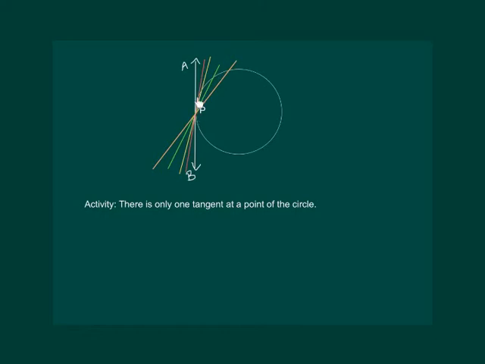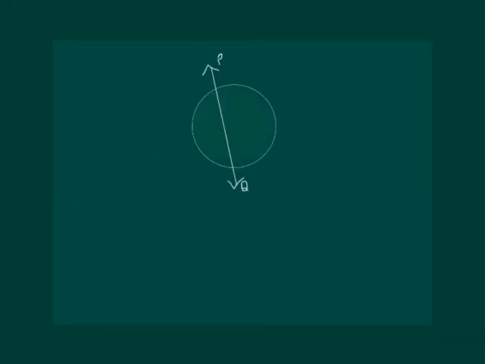Even the nearest line, the red one, intersects the circle at another point other than P, which implies that there is only one tangent at a point of the circle. Let us perform another activity and see what it leads to. On a paper, draw a circle and a secant PQ to it. Now draw various lines parallel to the secant on both sides of it.